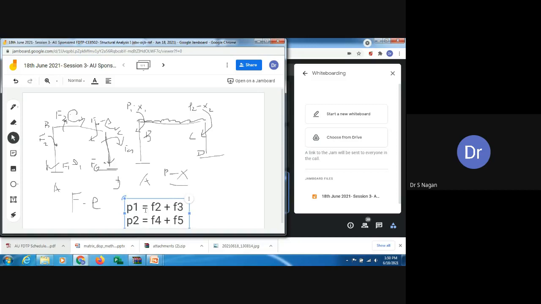So, to do that, we need to expand this. So, I can write P1 equal to F1 into 0 plus F2 into 1 plus F3 into 1 plus F4 into 0 plus F5 into 0 plus F6 into 0. P2 can be written as F1 into 0 plus F2 into 0 plus F3 into 0 plus F4 into 1 plus F5 into 1 plus F6 into 0. Therefore, I can relate P1, P2 on the left side equal to the coefficients multiplied by F1, F2, F3, F4, F5, F6. So, what is the A matrix you get?